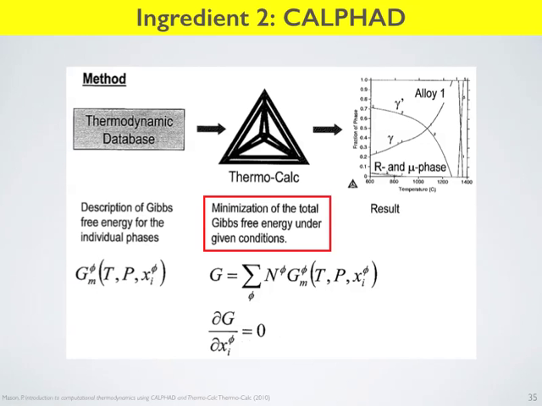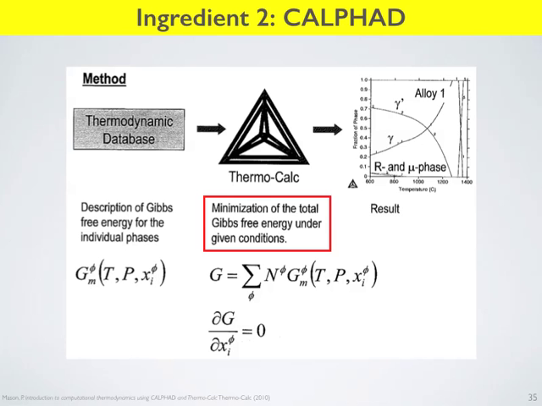Okay, so CALPHAD. We talk about the databases, and then it just becomes doing the procedure we described numerically in high dimensions, depending on how many components you have. So minimizing the Gibbs free energy under given conditions. Really, we just have to take our Gibbs function, sum over all the components and all of the phases, and then minimize that to make sure we have our lowest possible Gibbs free energy, and that's going to be our prediction for the equilibrium state of the system.